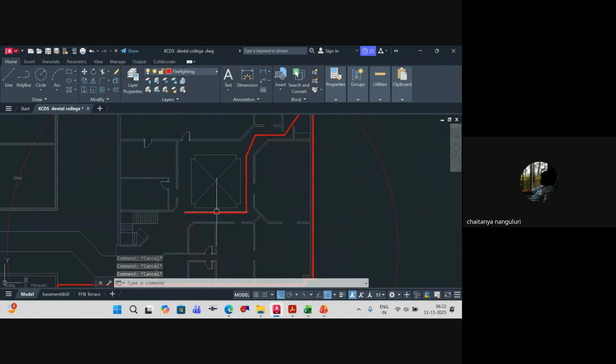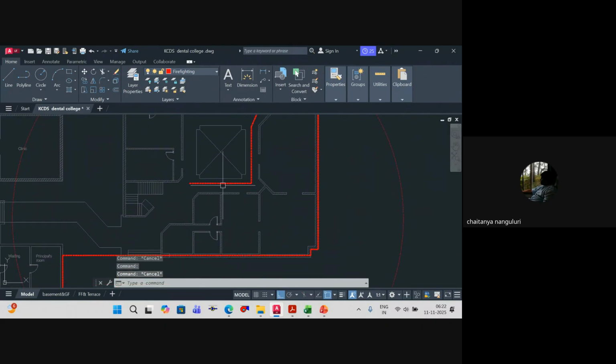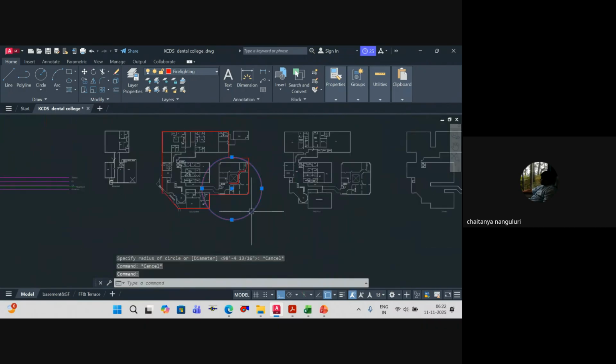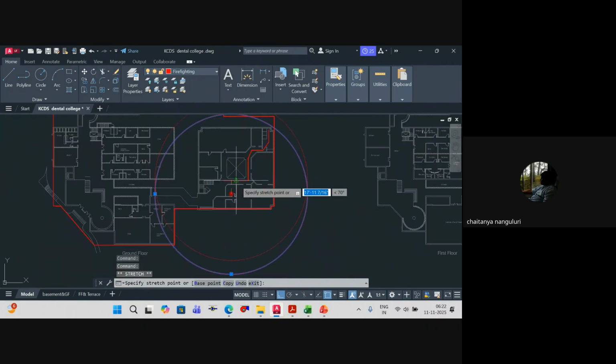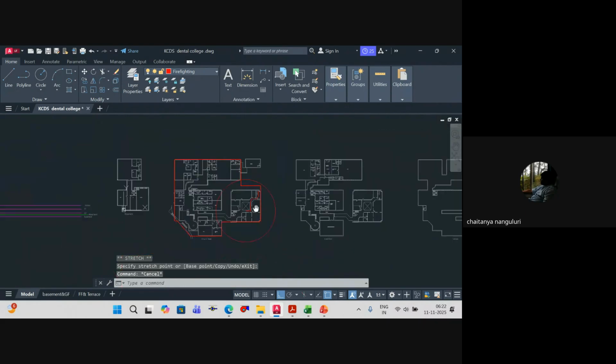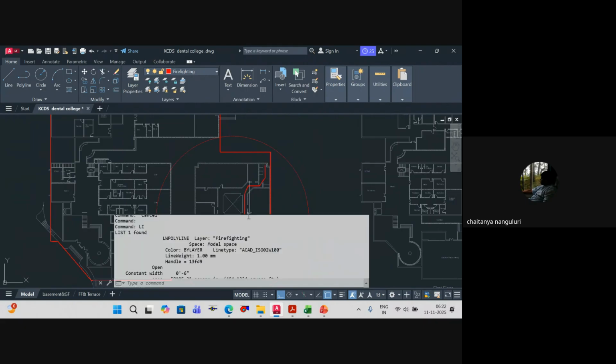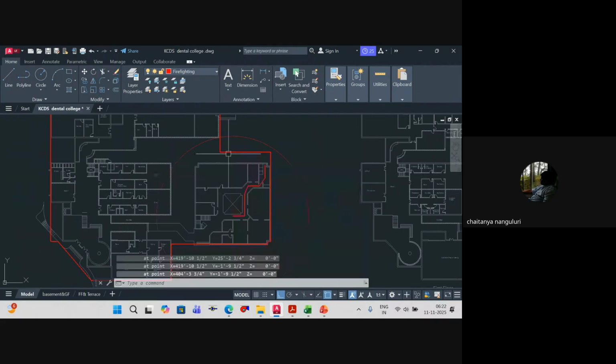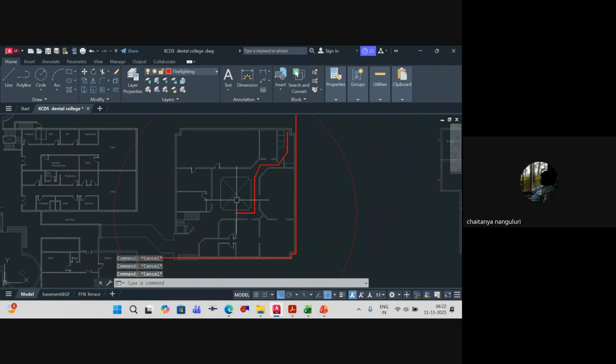If you place it over here, let's say I wanted to place it over here, then probably it should be sufficient. It is coming as 96 feet. Perfect. But for other areas also we have to refer.